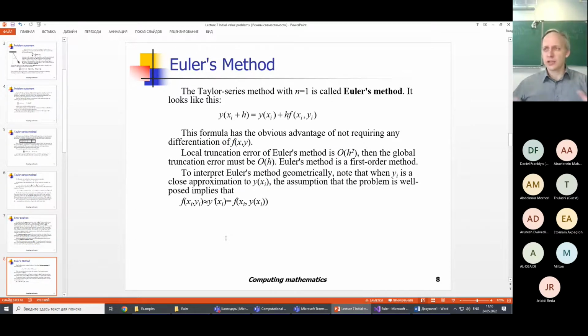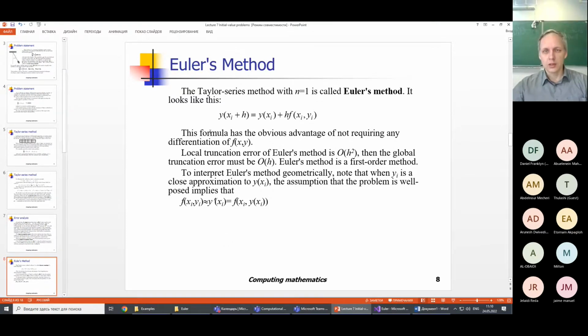Well, this is the general information about all of the approach called the Taylor's series approach. The simplest case of the Taylor series method is called Euler's method. We already used this name, Euler's method, for the method for solving non-linear equations. And here, the idea of Euler's method is more or less the same.